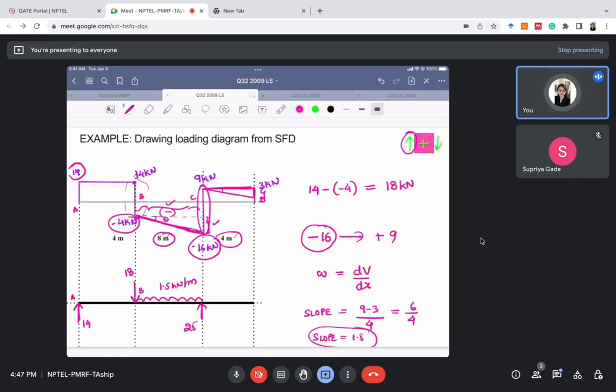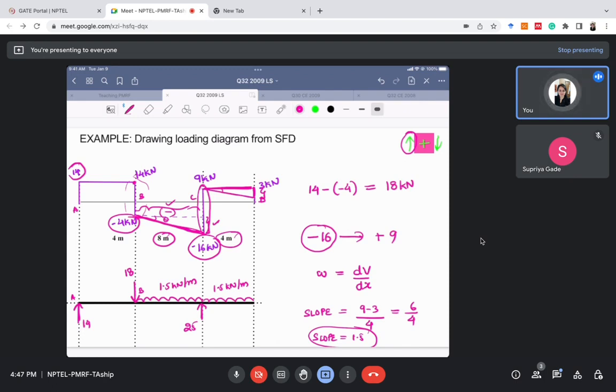Since the slope of the shear force diagram for section CD is 1.5, this means that the intensity of the distributed loading for section CD is 1.5 kilonewton per meter. So here also it is 1.5 kilonewton per meter.